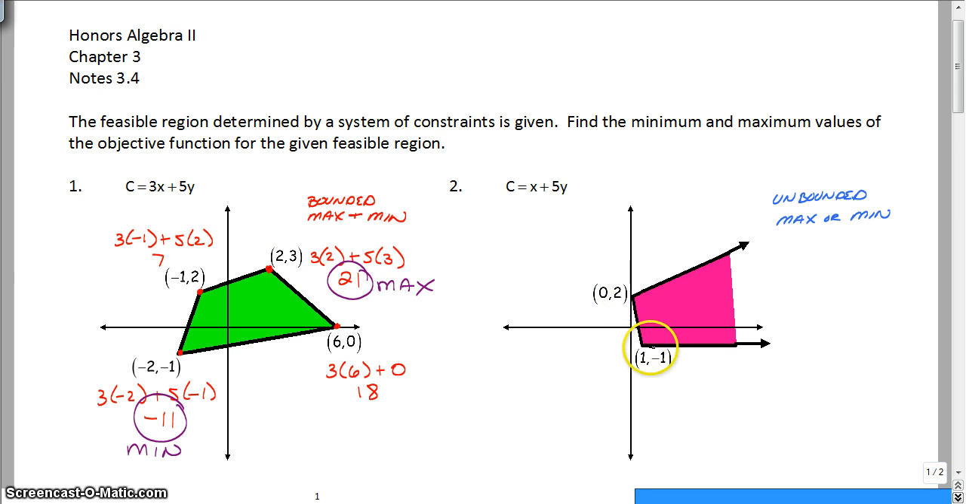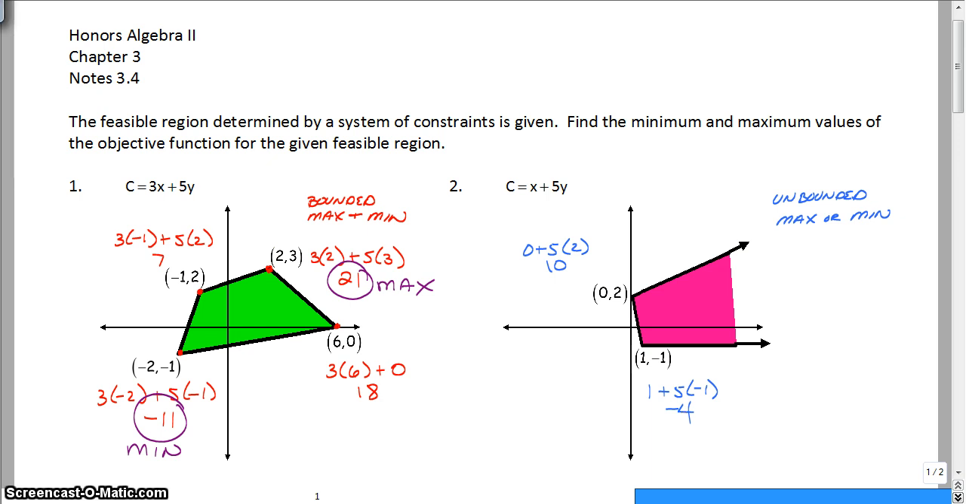So, of course, this time we only have 2 points to substitute in. So, we have 0 plus 5 times 2, which is 10. And in this one, we have 1 plus 5 times negative 1. And that's going to give us negative 4. So the question is, is 10 our max, or is negative 4 our minimum? You are only allowed to have 1 for an unbounded region.